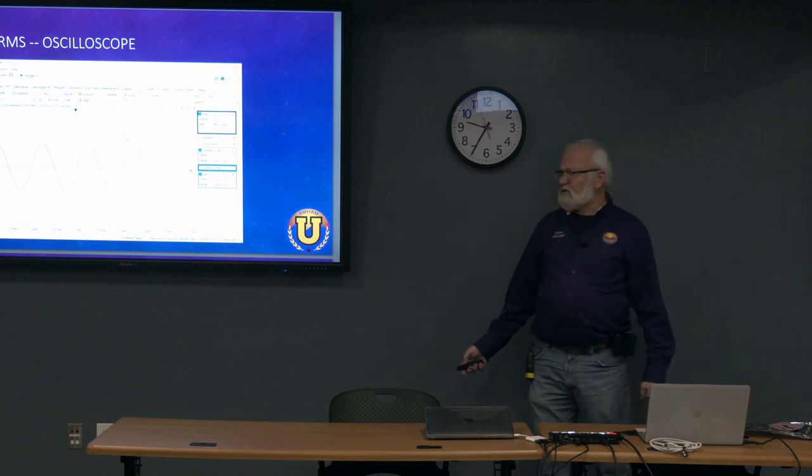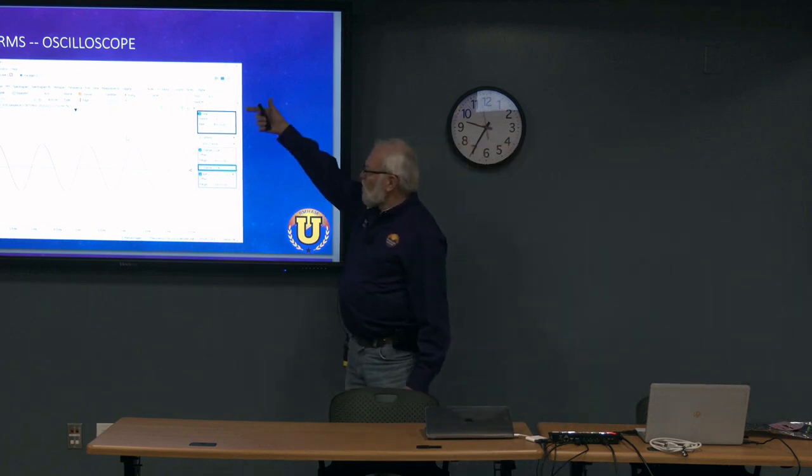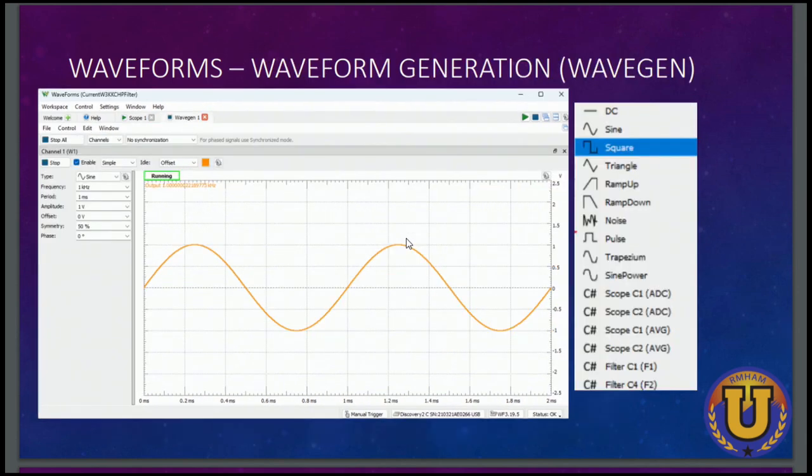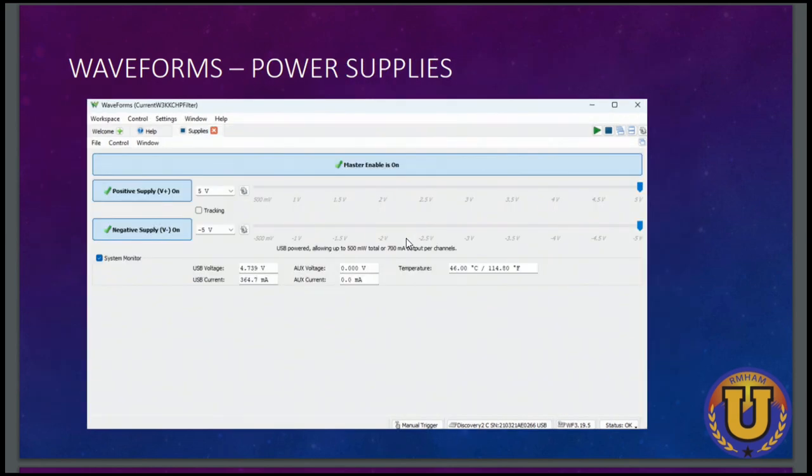Here's what the oscilloscope looks like. It's sort of your classic oscilloscope where you set a time base and set the amplitude of your 2 channels. This is the waveform generator. Look at the list of types of signals you can generate: sine, square, triangle, ramps, noise, pulses. Power supplies, you can set those between 0.5 volt and 5 volts, one for plus and one for minus.